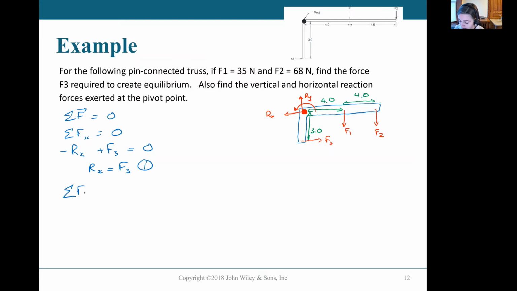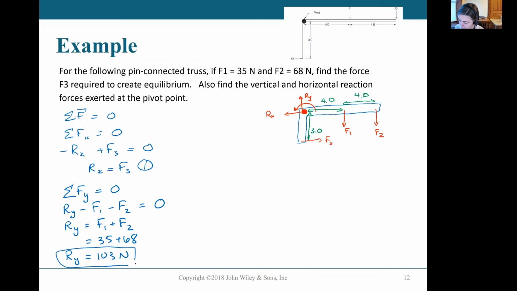Now we also need to set the sum of the forces in the y direction equal to 0. So we've got F1, F2, and Ry there. So that's going to be Ry minus F1 minus F2 equals 0. So that tells us that Ry is equal to F1 plus F2, and we know those values. That's 35 and 68. So Ry then is 103 newtons. That was one of the things we were supposed to find. Okay, so we've got that.